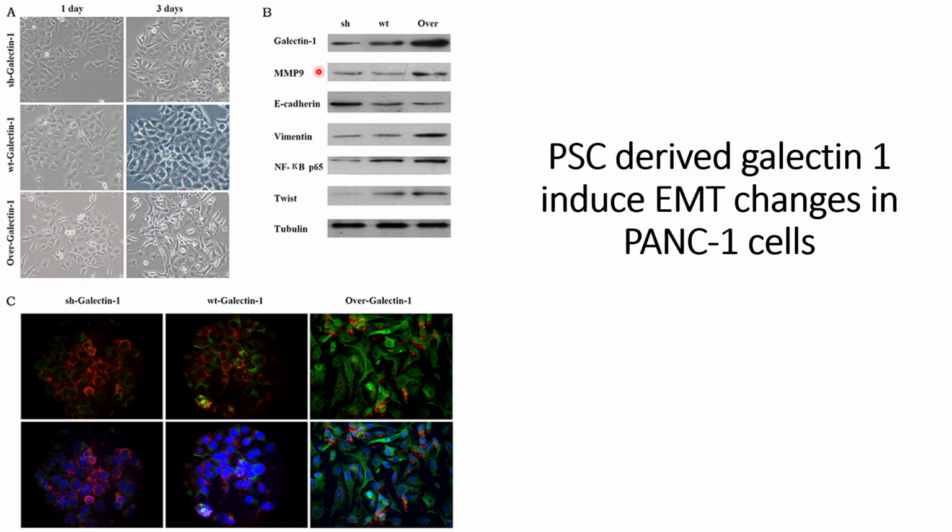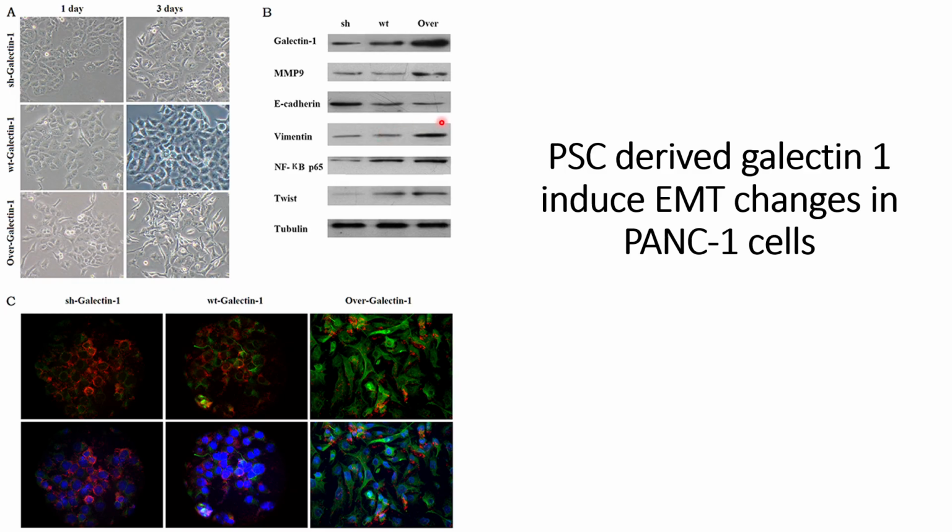MMP9 is upregulated in the case where Galectin-1 is overexpressed compared to the case where Galectin-1 is knocked down. When it comes to E-cadherin, levels are increased when Galectin-1 is knocked down, whereas they are decreased when Galectin-1 is overexpressed compared to the wild type. The reverse has been observed for Vimentin, that is, Vimentin levels are low when Galectin-1 is knocked down, but high when Galectin-1 is overexpressed compared to the wild type.